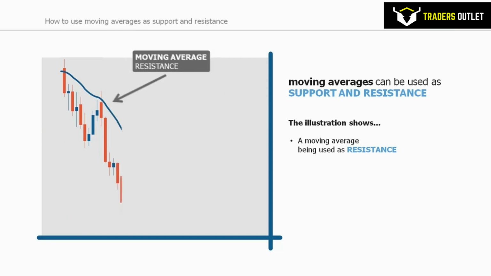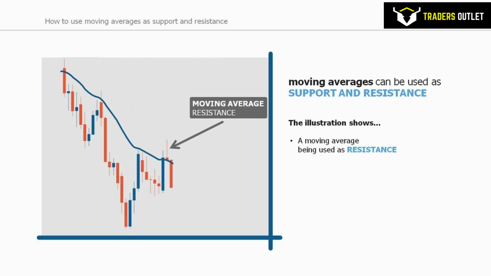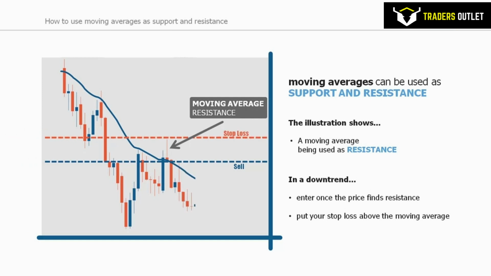Here you see an example of a moving average acting as resistance. In a downtrend, you can enter once the price pulls back to the moving average, which acts as resistance. You put your stop loss above the moving average.